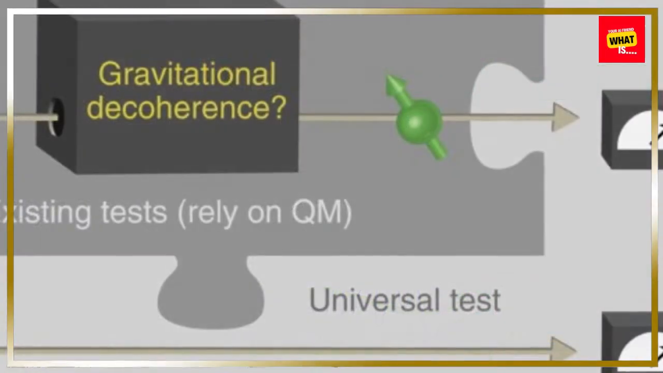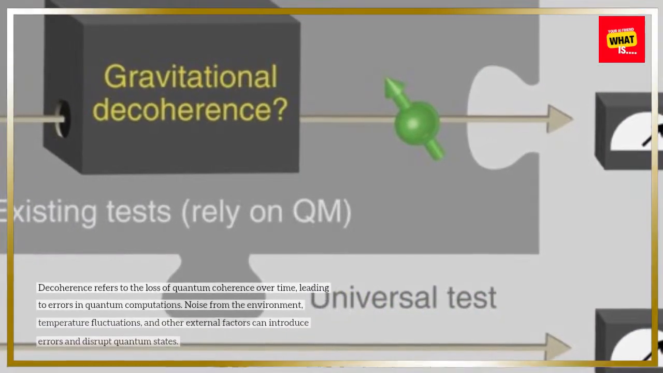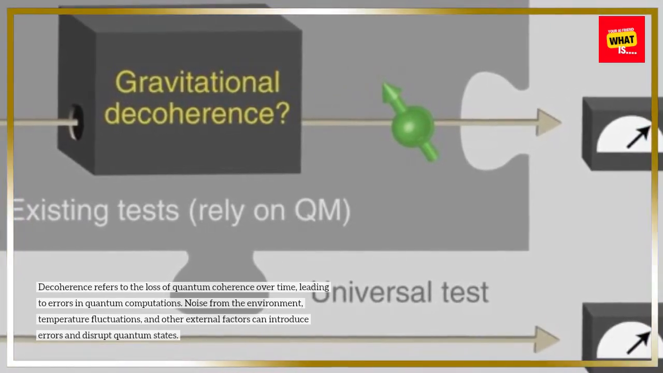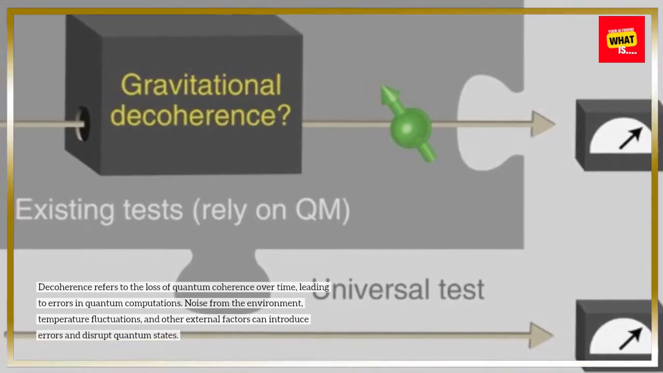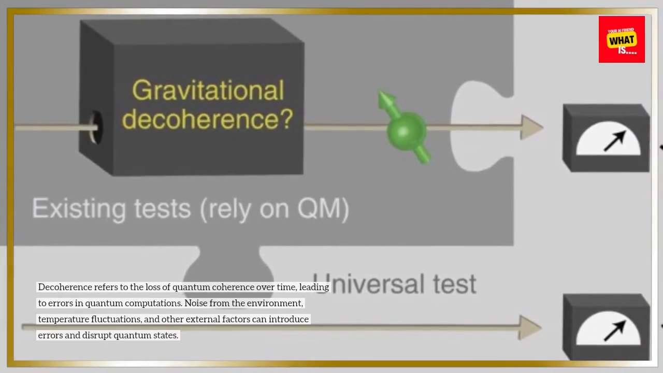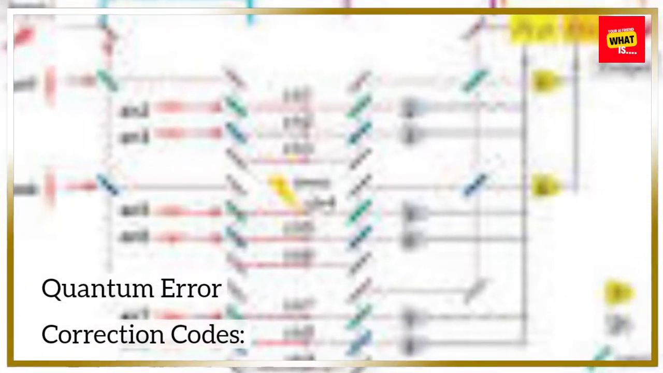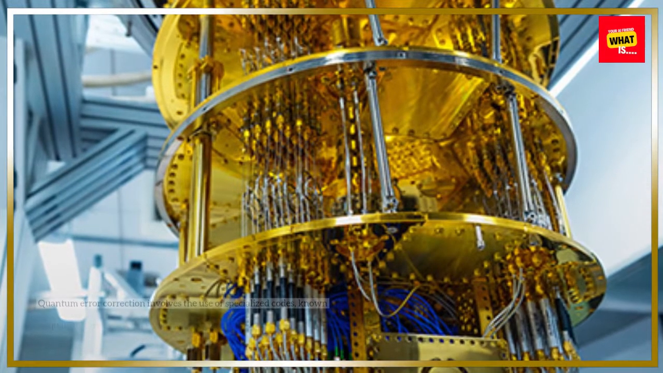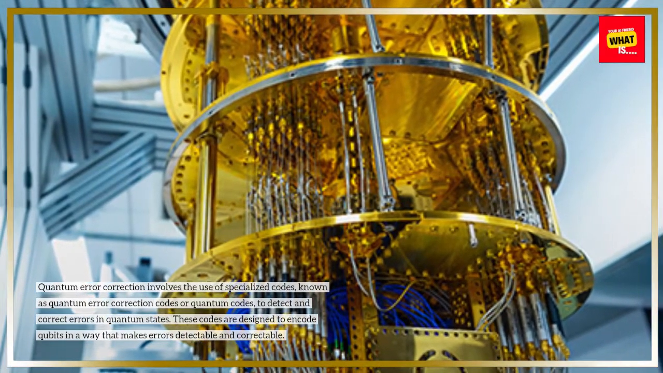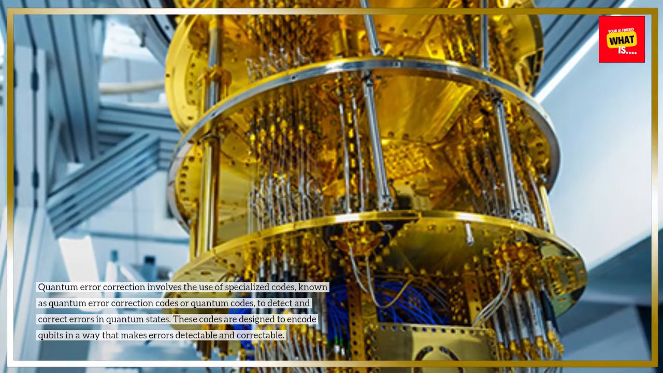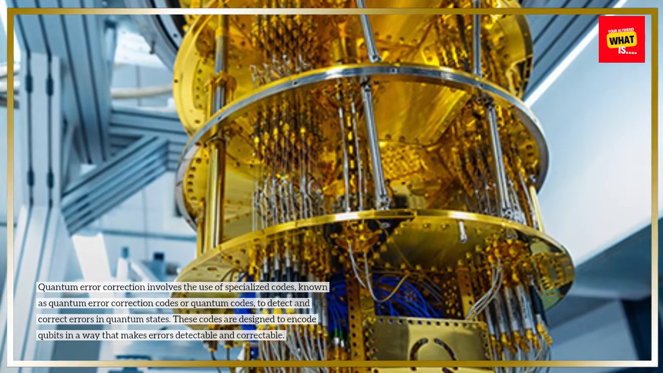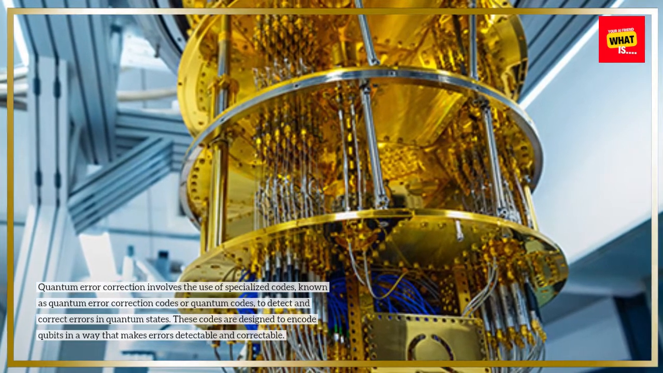Decoherence and noise. Decoherence refers to the loss of quantum coherence over time, leading to errors in quantum computations. Noise from the environment, temperature fluctuations, and other external factors can introduce errors and disrupt quantum states. Quantum error correction codes. Quantum error correction involves the use of specialized codes, known as quantum error correction codes or quantum codes, to detect and correct errors in quantum states. These codes are designed to encode qubits in a way that makes errors detectable and correctable.